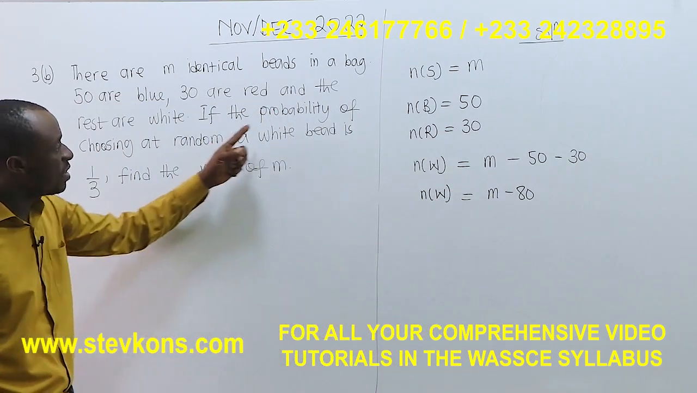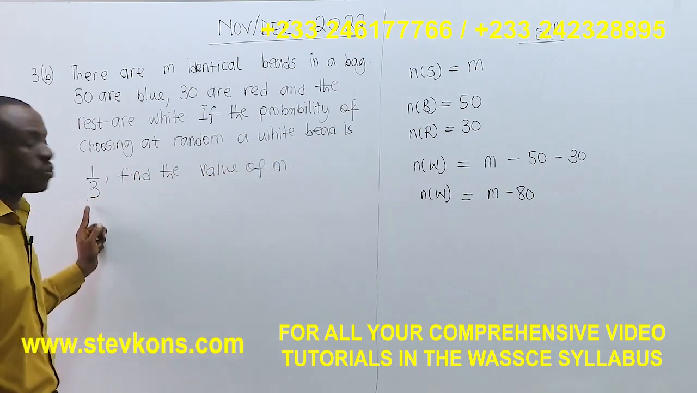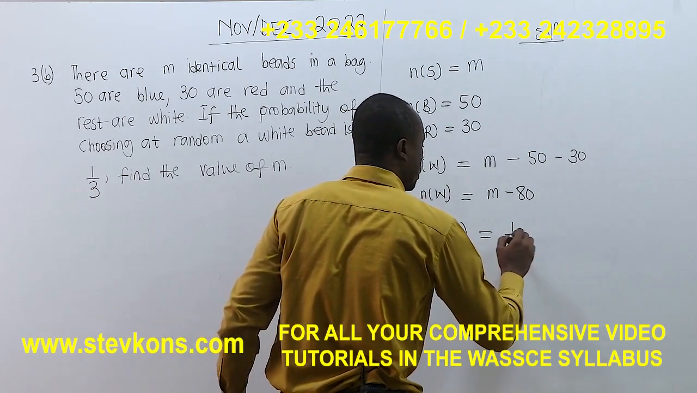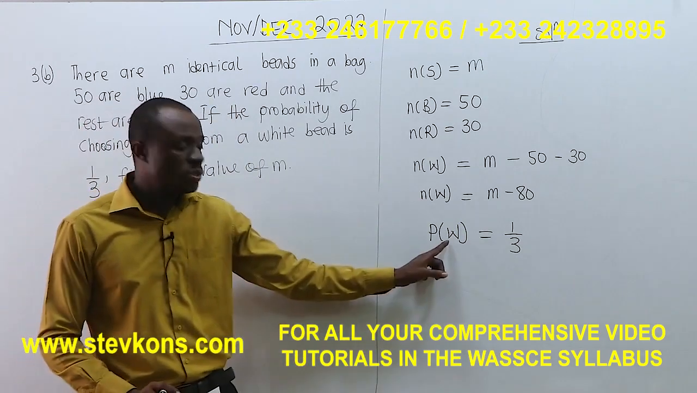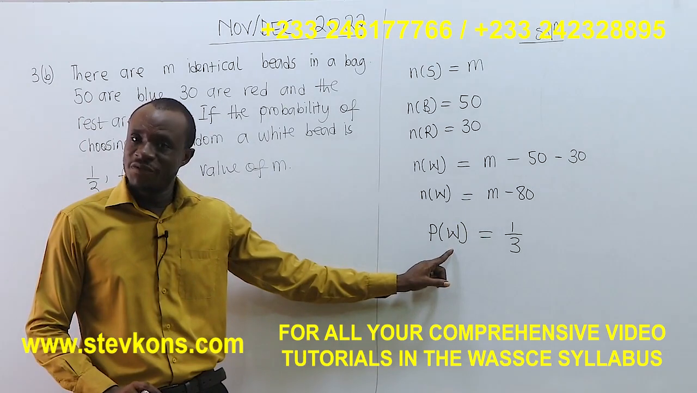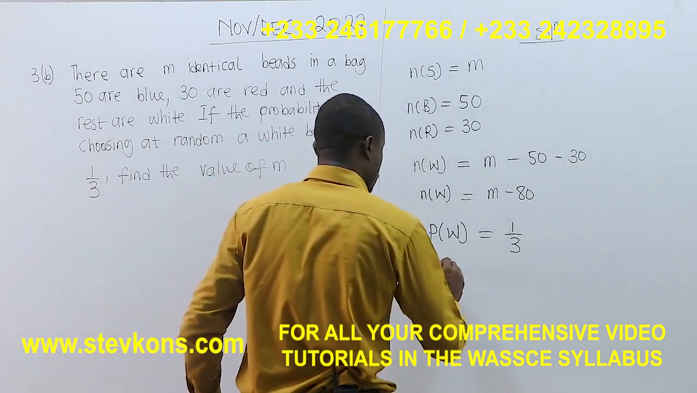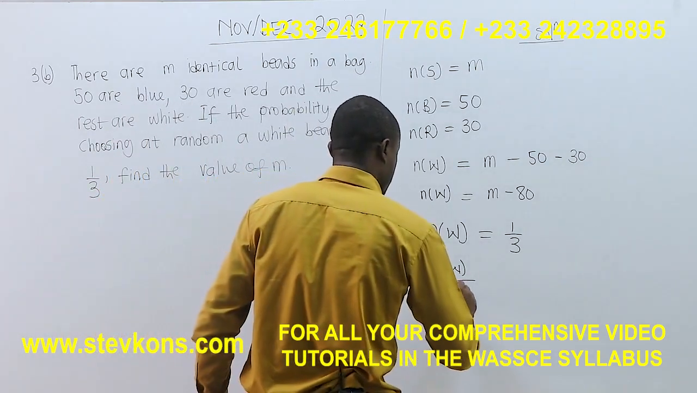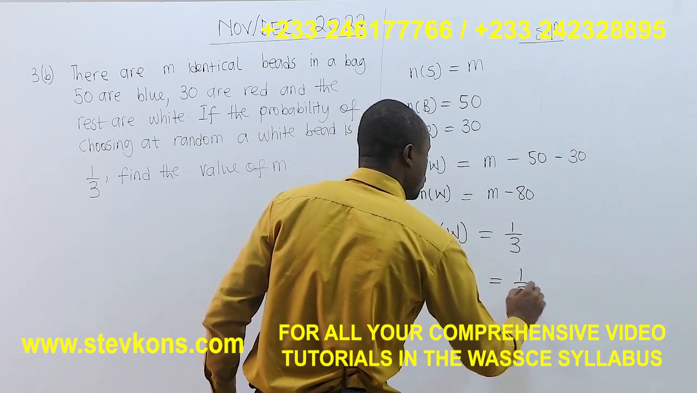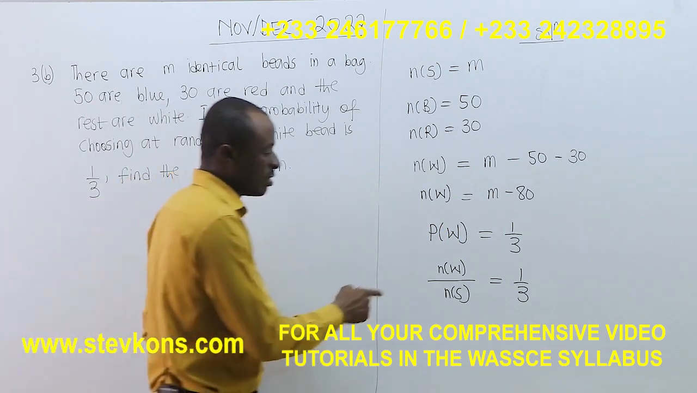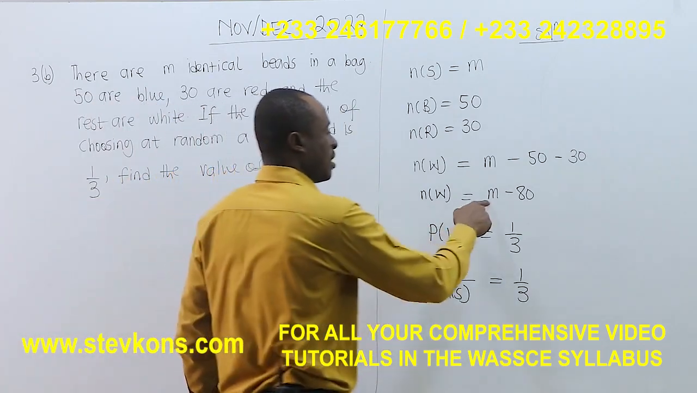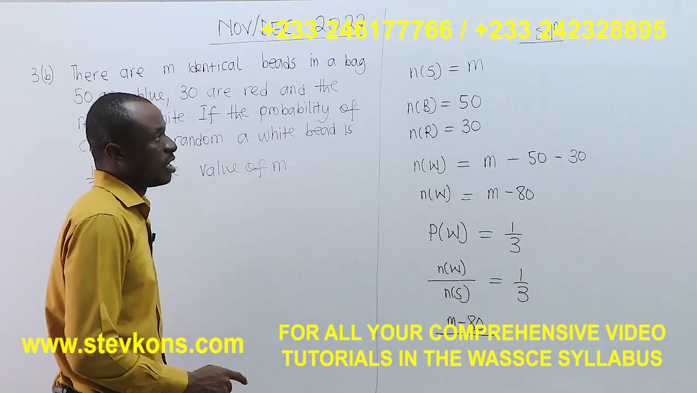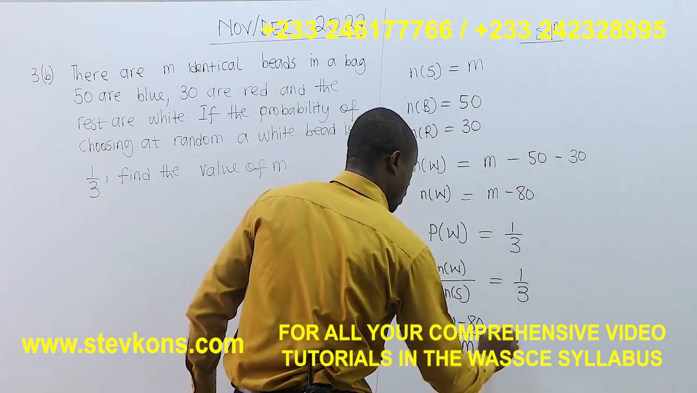Now we are being told that the probability of choosing at random a white bead is 1 out of 3. What's the probability of choosing a white bead? It's equal to the number of events over the number of sample space. In this case, that's the number of white beads over the number of sample space, and this is equal to 1 out of 3. Now, what is the number of events? That was the number of white beads, that is M minus 80. And what is the number of sample space? M.